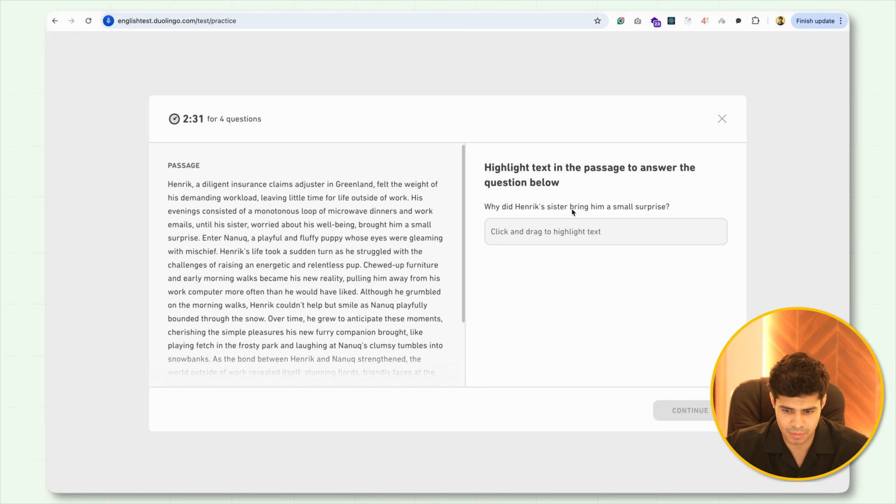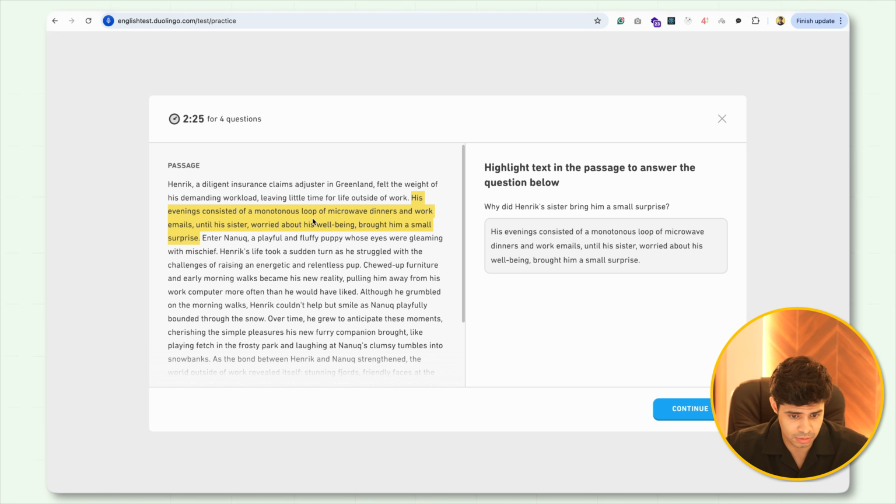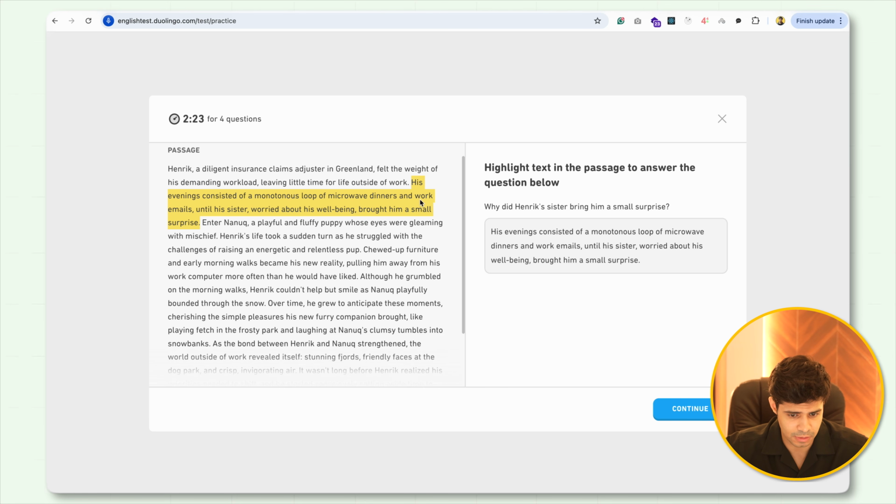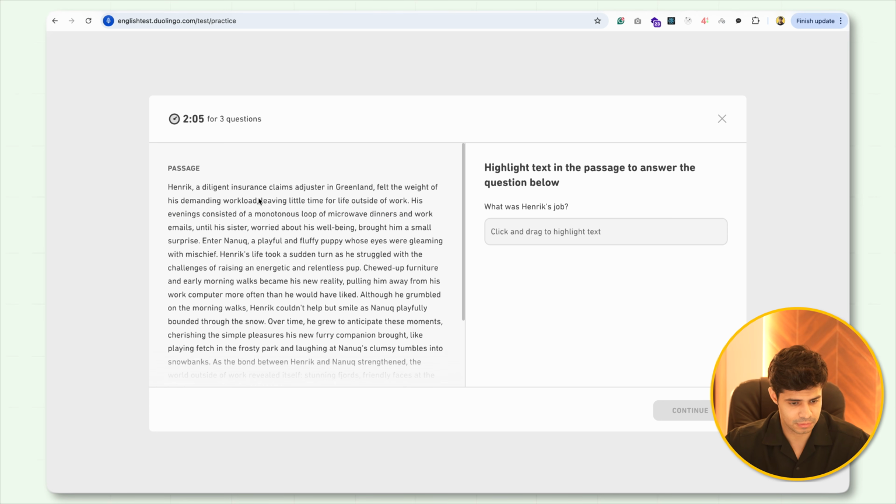Why did Henrik's sister bring him a small surprise? Well, this is the reason. Right? It's gotta be it. Hey, it was emails. Work emails, you see? We got it right, actually. It's work emails. This is the right sentence now. The fill in the blanks part is over now. His evenings consisted of a monotonous loop of microwave dinners and work emails until his sister. Yeah, I think this makes sense. Why did she do it? This is why. All right.